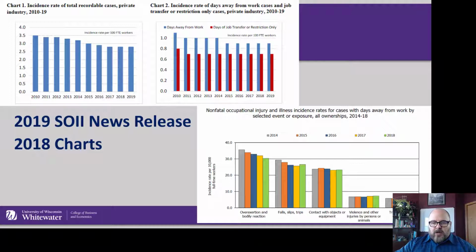So contact with object equipment, it went up and down. It's kind of leveling. It's kind of stayed. So we're not doing something to negate those. And then violence is down further, and transportation is down lower. So those, when those incidents occur, they tend to be more fatal than non-fatal, because we had those in the top causes with slips, trips, and falls. It's just interesting, the comparison between the fatalities and non-fatal.